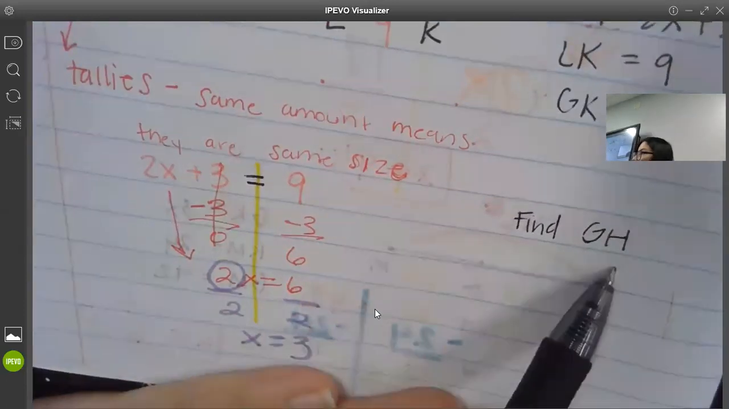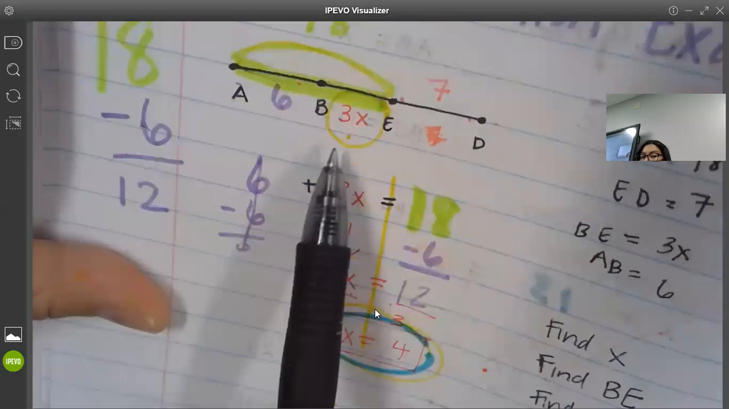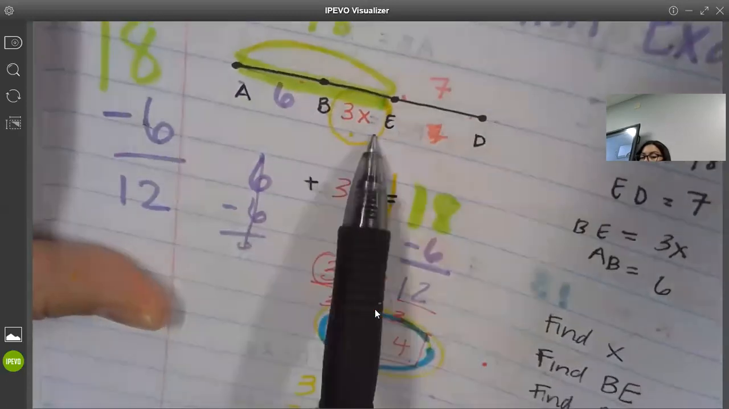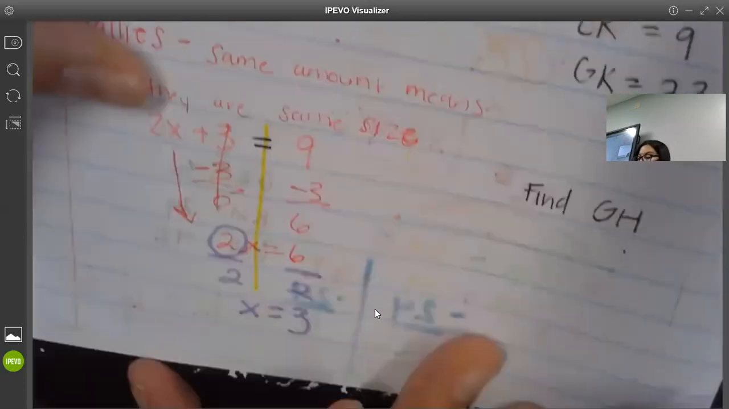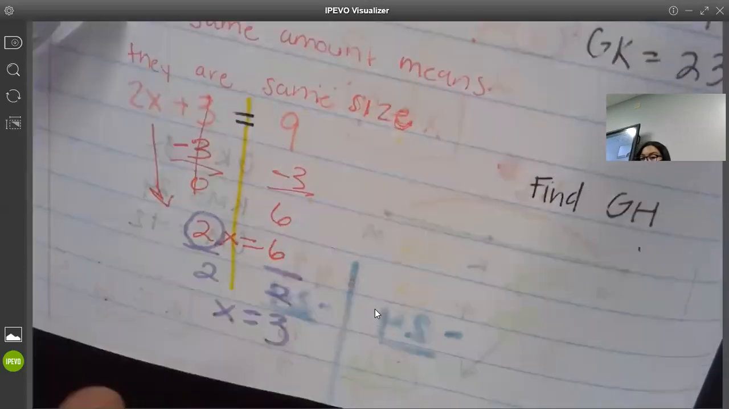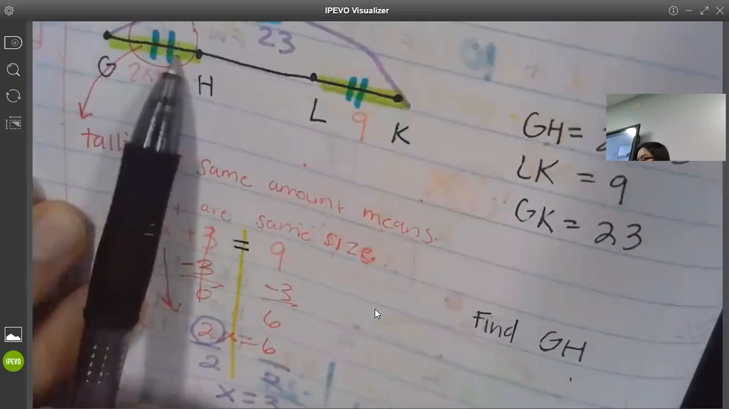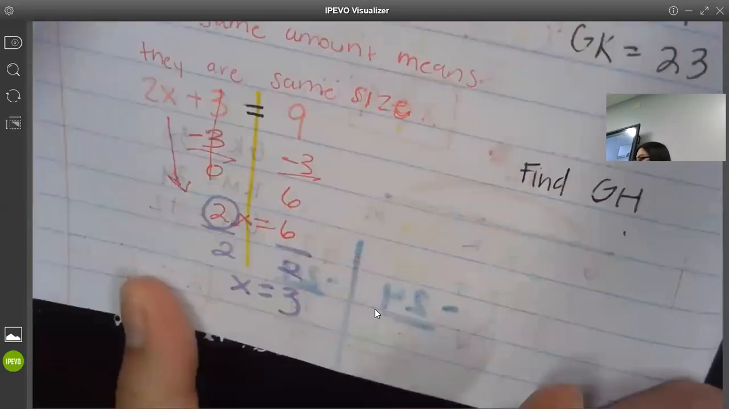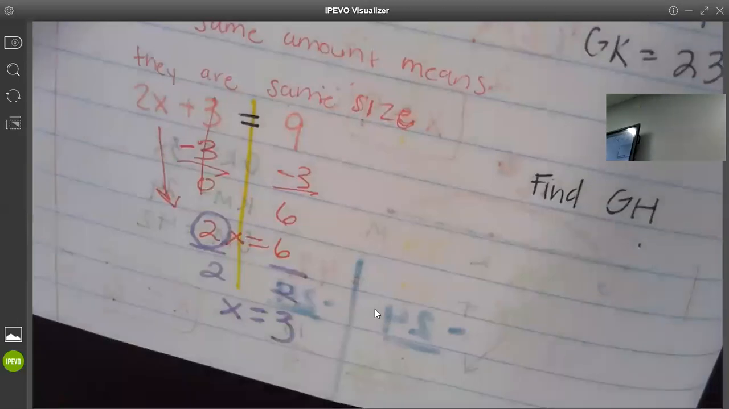Now I want you to tell me GH, like the other one that we did up here, remember? 3x, we know x equals 4. If you want to replace the x with the 4, you can do it that way. There's another way, kind of more obvious, maybe. I need the number for GH. Or you can also solve for it. That's a little bit longer way, but sure.